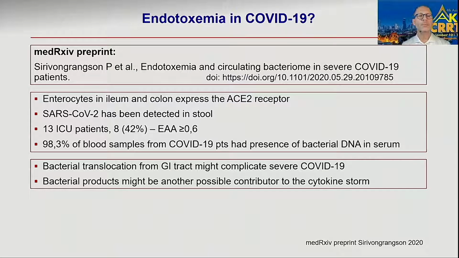How about COVID-19? There is a preprint paper available at medRxiv in which endotoxemia and circulating bacteriome in severe COVID-19 patients were investigated. We know that enterocytes in the ileum and colon express the angiotensin-converting enzyme 2 receptor, and SARS-CoV-2 virus has been detected in stool. The researchers studied 13 ICU patients, and in 42% of them, the endotoxin activity was actually high. Most blood samples from COVID-19 patients had presence of bacterial DNA. So it has been speculated that bacterial translocation from the GI tract might complicate severe COVID-19, and bacterial products might be another possible contributor to the cytokine storm.